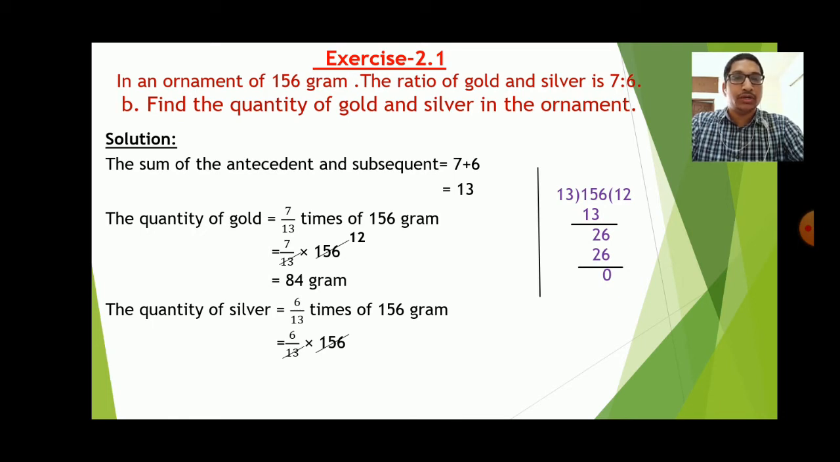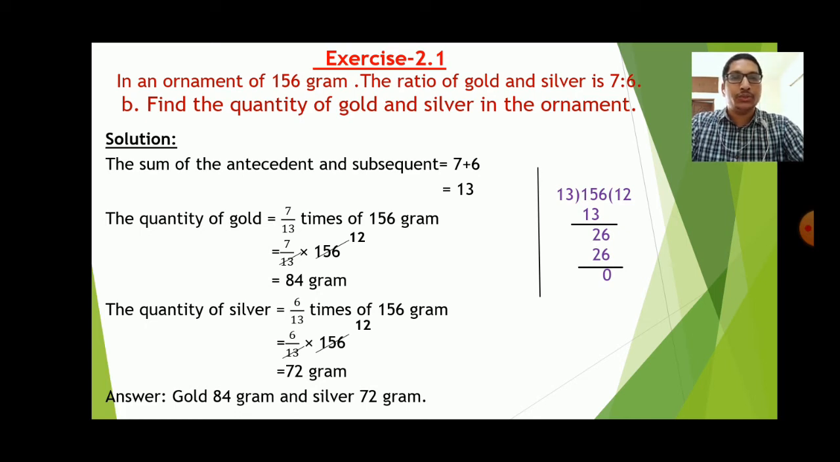Now what will you do? Now here we will divide 156 by 13. If we divide 156 by 13, then it will be 12. So now here we will multiply 6 and 12. If we multiply 6 and 12, then it will be 72 gram. So we have got the quantities of gold and silver separately. Here our answer: gold 84 gram and silver 72 gram.